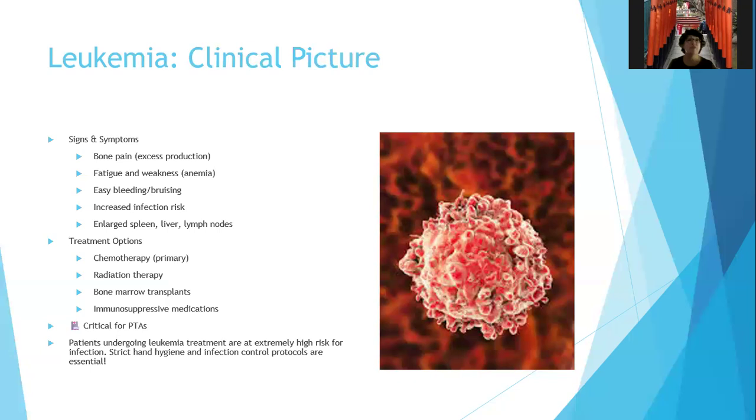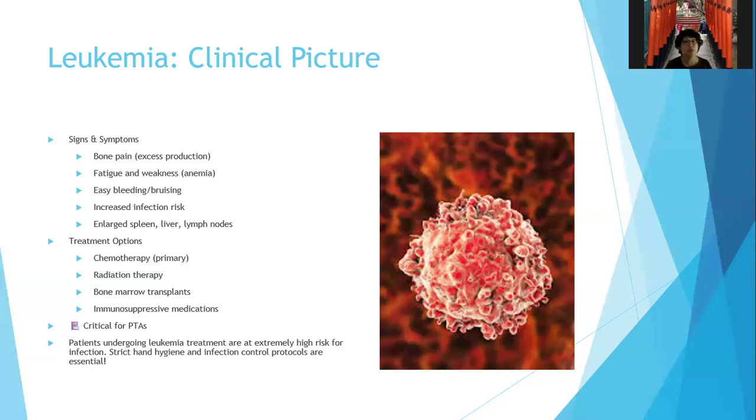The signs and symptoms of leukemia: bone pain because of the excessive production of the cells, fatigue and weakness because of anemia, because it's producing all those immature white blood cells and crowding out erythrocytes as well. Easy bleeding and bruising because it's crowding out thrombocytes. Increased infection risk because we don't have mature white blood cells to meet the infection. And enlarged spleen, liver, and lymph nodes because that's where the defective cells are broken down and recycled, basically. So they're working too hard.